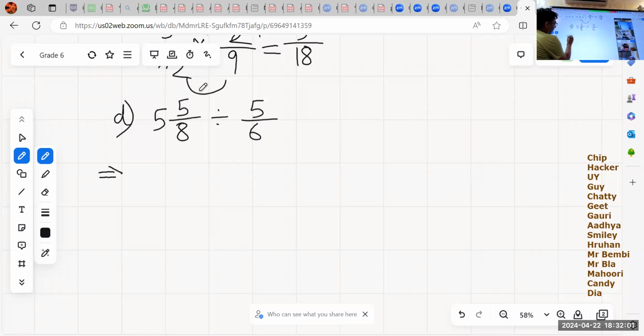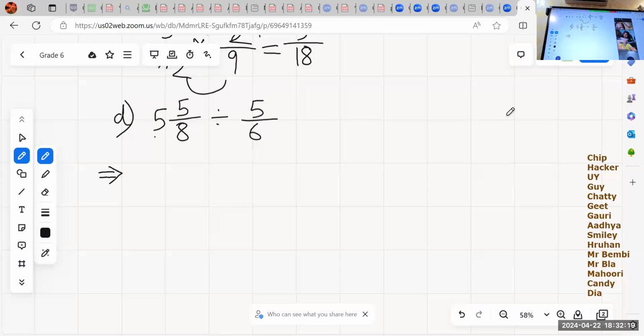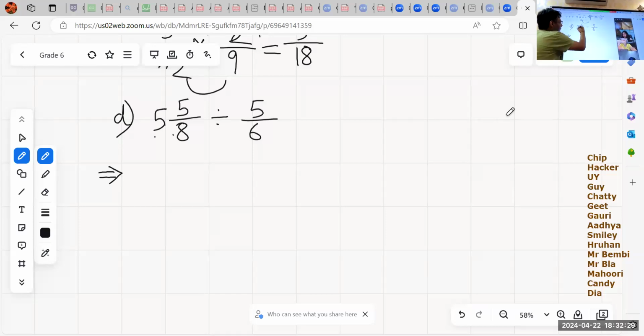Adhya, beta, can you speak? इसको जब आप improper में करोगे क्या आएगा? Quickly. Sir, can you repeat the question? When you change this to improper, what will I get? Quickly. Quickly speak. 33. How 33? 8 5s are 40. First we multiply, then we add. 8 5s are 40 plus 5, 45 by 8. 33 कैसे आ जाएगा?